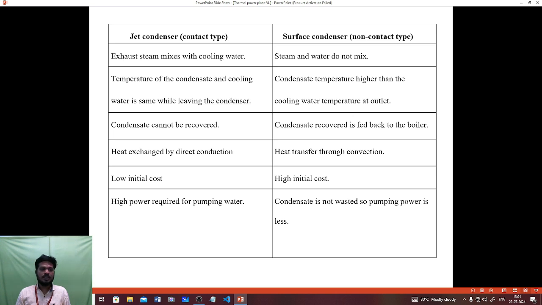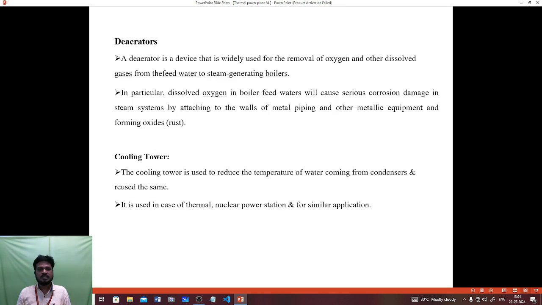The initial cost is very low in the jet condenser and high in the surface condenser. In the jet condenser, high power is required for pumping water. In the surface condenser, less pumping power is needed.